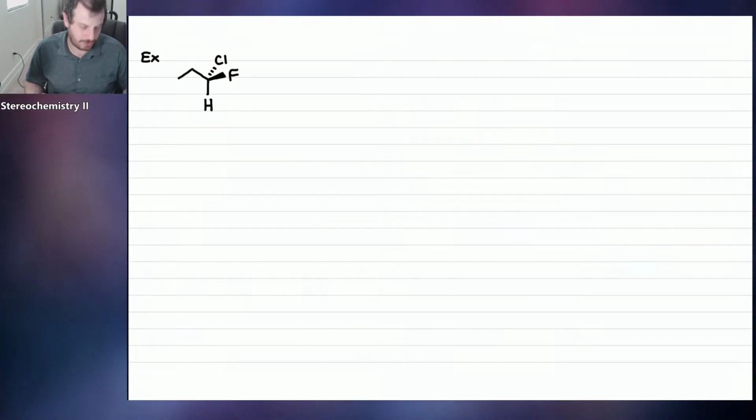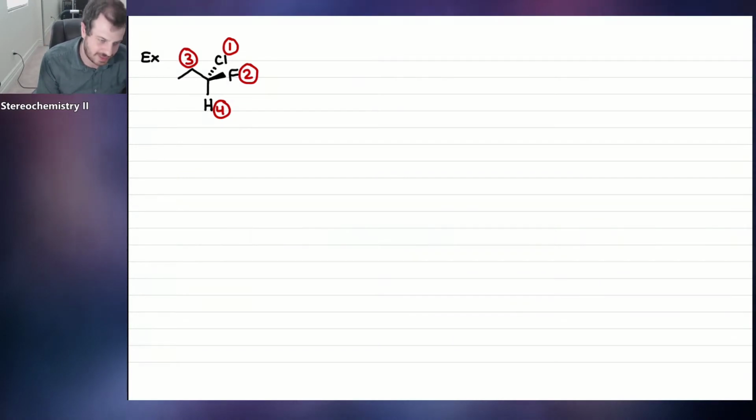Okay, here we go. Let's go ahead and assign priorities. Our highest priority group is going to be the chlorine. That has the highest atomic number. Oops, not 4, 1. 1 for highest priority. Then comes fluorine, second highest priority. Then comes carbon. And then hydrogen is the lowest priority.